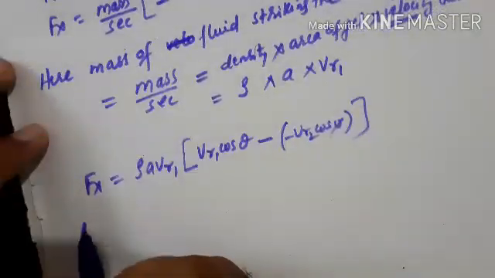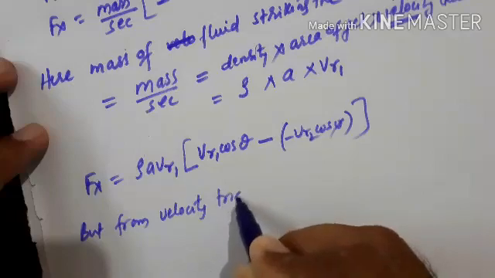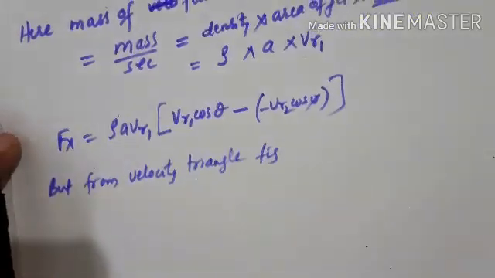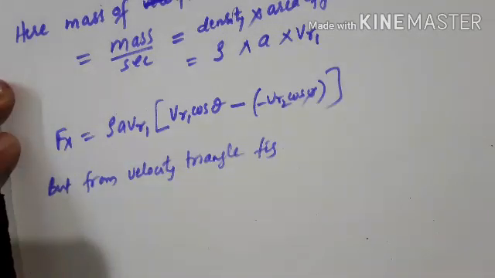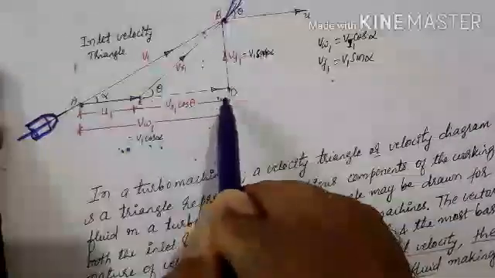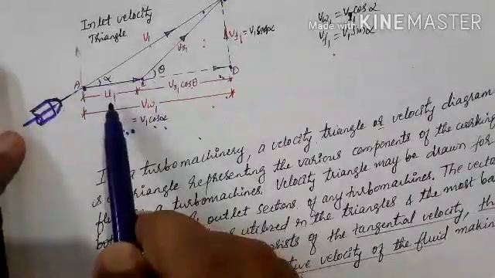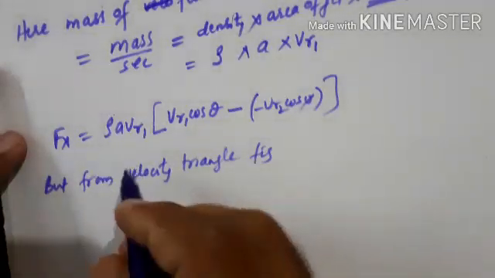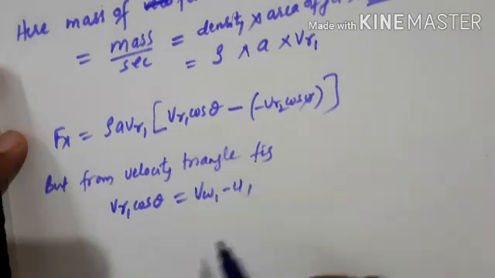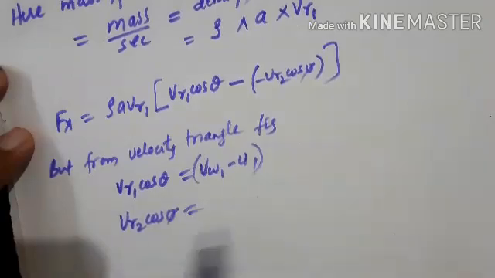But from the velocity triangle figure, if you look at it, what is VR1 cos theta? If you look at this velocity triangle, this is VR1 cos theta from here to here. So VR1 cos theta is what? VW1 minus U1. So VR1 cos theta will be VW1 minus U1 from the inlet velocity triangle, and VR2 cos pi is what?